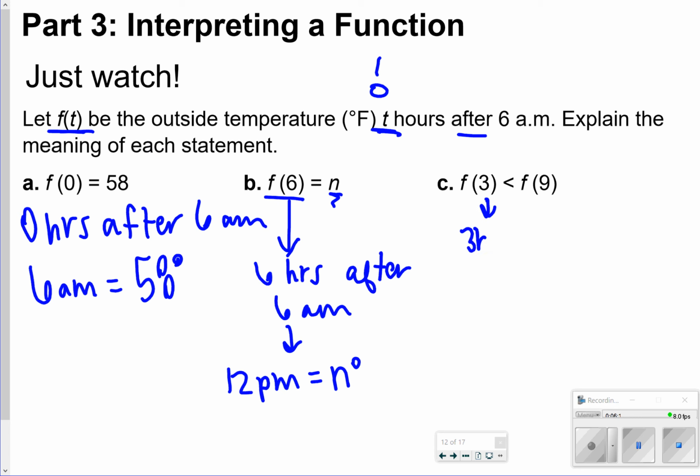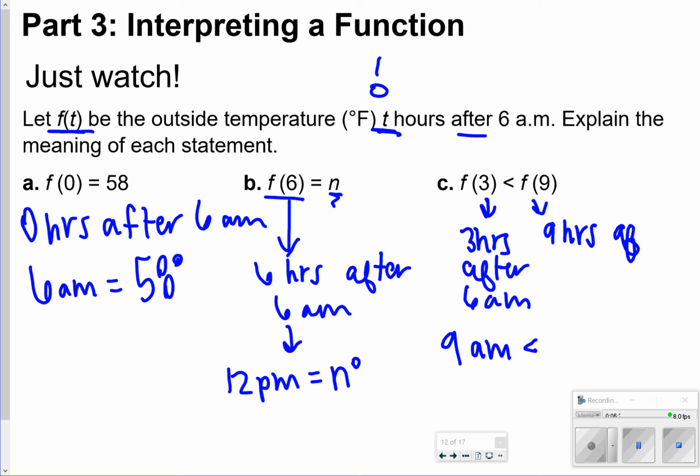And then here it says f of 3 is less than f of 9. Remember, this is 3 hours after 6 a.m. or 9 a.m. And then f of 9 would be 9 hours after, which just means that'd be 3 p.m. So that means 9 a.m. temperature is less than the 3 p.m. temperature. And that makes sense because usually as the day goes on, your temperature increases.